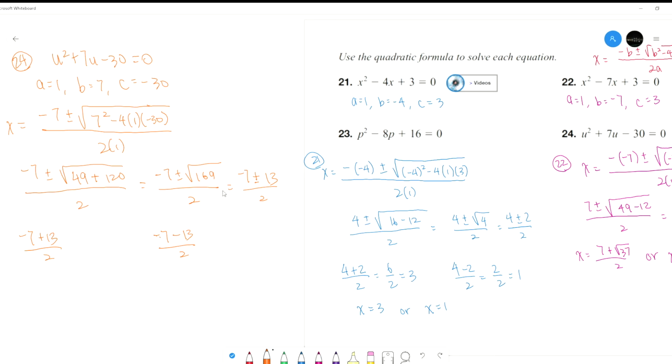So the first one, that's your 6 over 2 is equal to 3. The second solution is negative 20 over 2, which is negative 10. So we have x is equal to 3, or x is equal to negative 10.